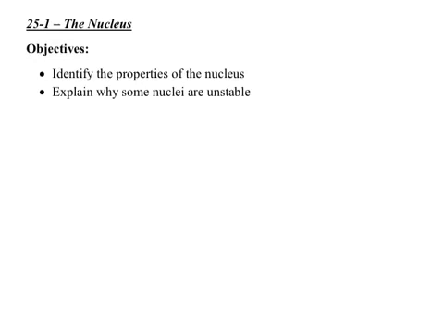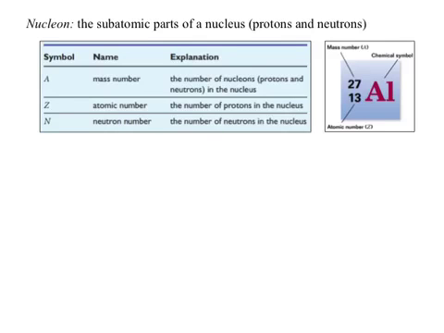Section 25.1, the nucleus. The two objectives here are to identify some of the properties of the nucleus and to explain why some nuclei are unstable. First, we'll talk about what's in the nucleus. What's in the nucleus are called nucleons, and these are those subatomic particles of protons and neutrons. Remember that the electrons are not in the nucleus but outside of the nucleus.